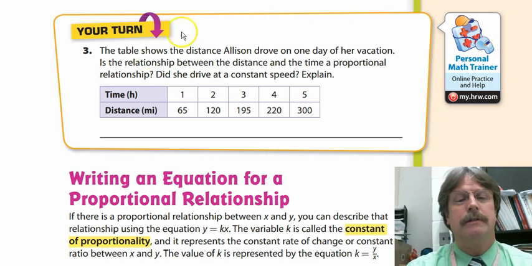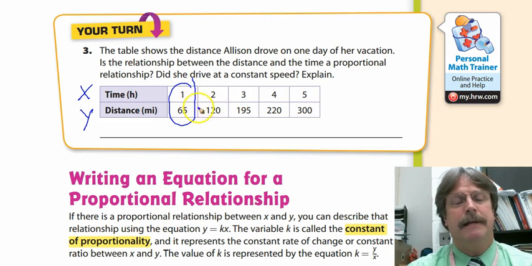Typically, time is going to be the X value. We've talked about that in class already. And so I'm going to label these as X to Y. Okay, this is your unit rate, so everything has to be compared against that. So that's going to be 65 over 1. Then you have 120 over 2.